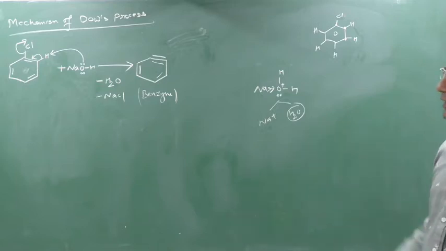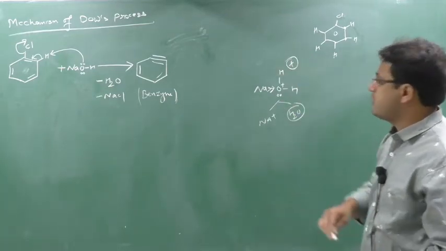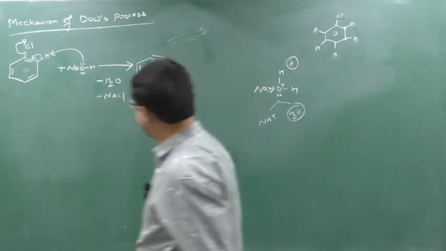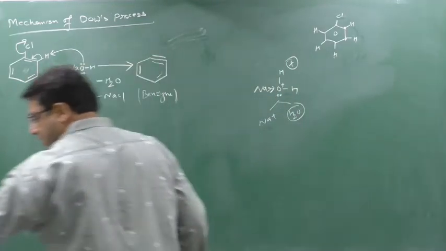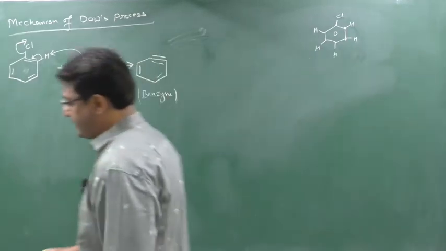Understood? This is a bit tough, I know. You have to understand this part. That's why I am doing this separately. Now what will happen? Okay. So can I write separately here?